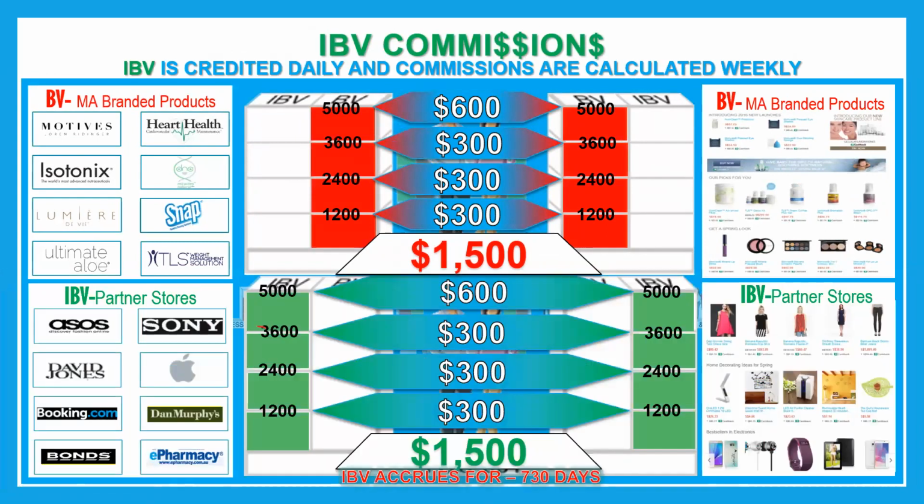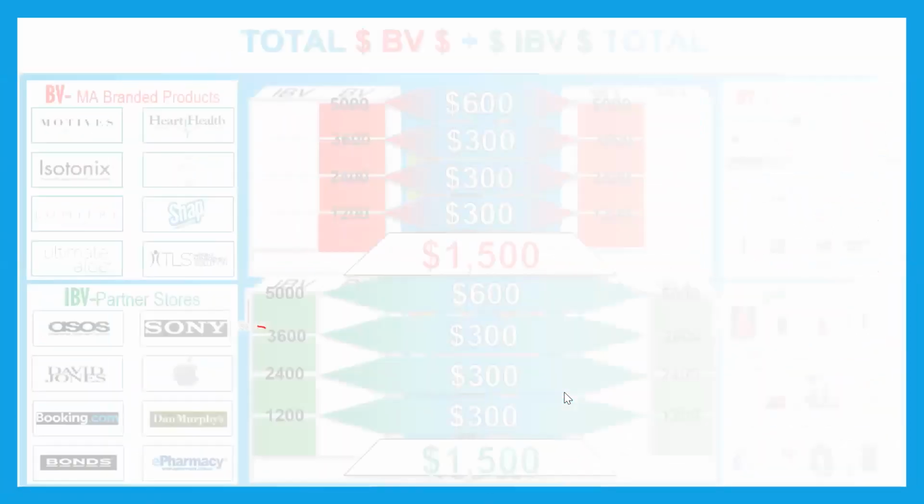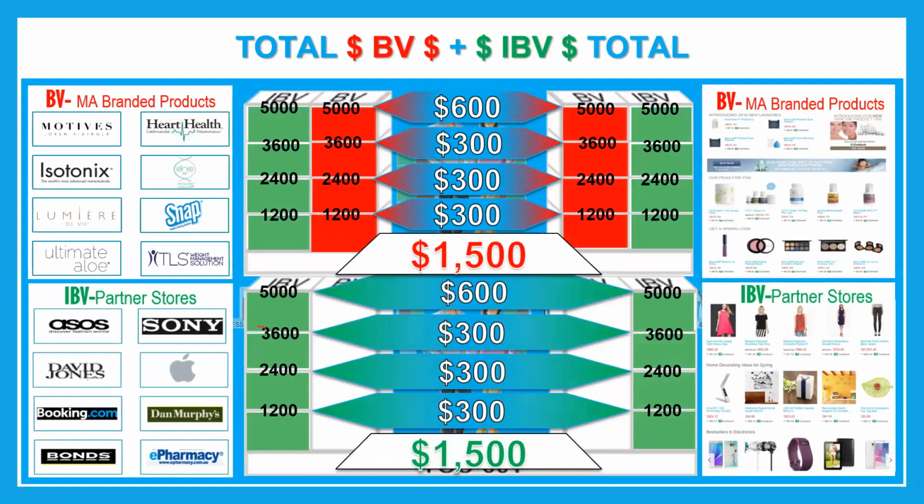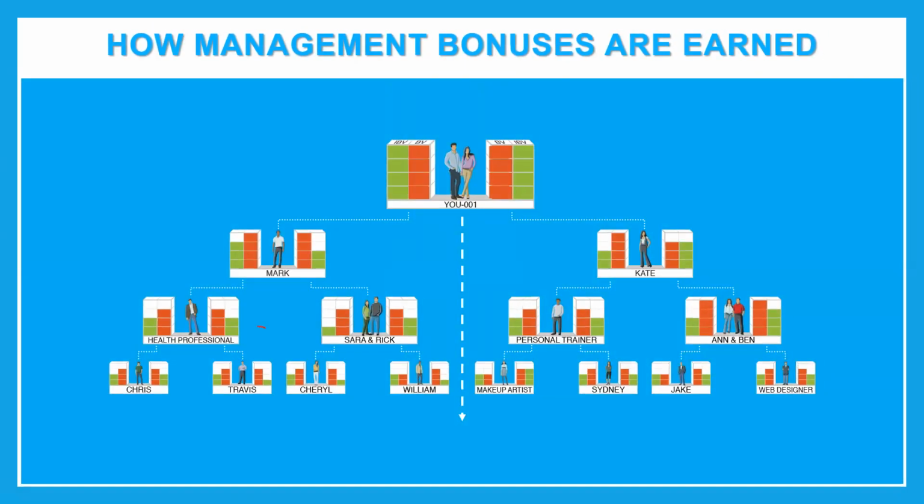And IBV is the same thing. When you purchase any partner stores with your team, when you reach 1,200, you get 300, 600, up to 5,000. And so that is another 1,500 for IBV products. Now, when you are able to reach one cycle of both your BV and IBV, that means you're able to earn potentially $3,000. But not only that, we also have what we call management bonuses.